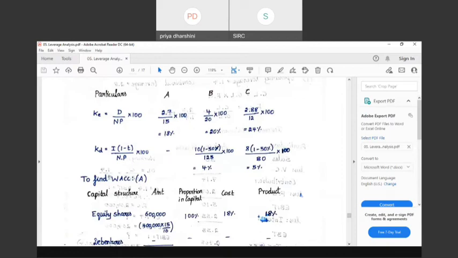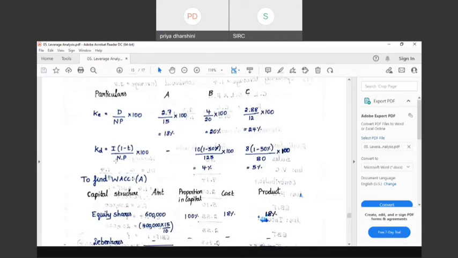So for company A, the dividend is 2.7 and the market price is 15, page number 462, exercise sum number 4. 2.7 divided by 15 into 100. For company B, it is 4 by 20 into 100. And for company C, it is 2.88 divided by 12 into 100. This will give you the cost of equity.